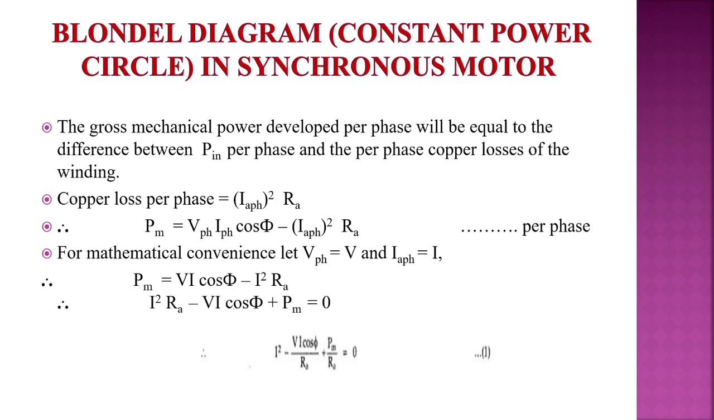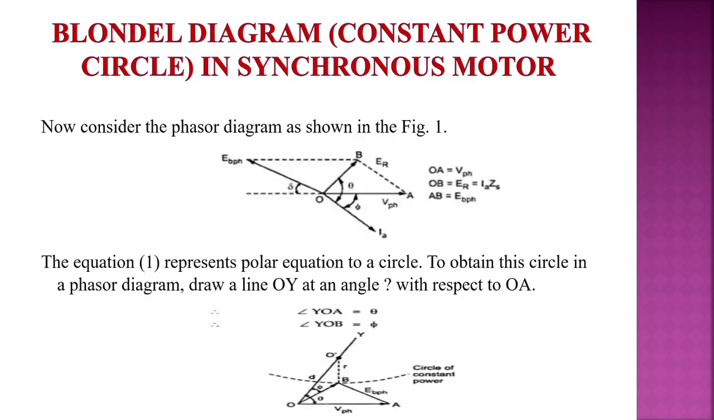So P m is equal to V phase I phase cos phi minus I a phase square R a per phase. For mathematical convenience, let V phase equal V and I a phase equal I. So P m equals V I cos phi minus I square R a. So I square R a minus V I cos phi plus P m equals 0. Dividing the entire equation by R a, we get I square minus V I cos phi by R a plus P m by R a equals 0.